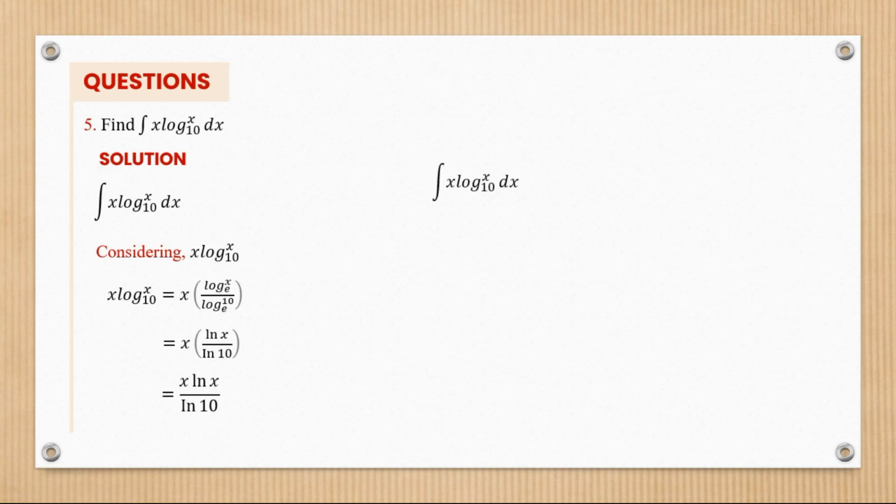So the integral of x log x base 10 dx shall be equal to the integral of x ln x over ln 10 dx. But in this case, we can already see that 1 over ln 10 is actually a constant, so we can pull that out of the integral, and then in the integral we'll be left with x ln x dx. Alright, so now that means we're going to apply integration by parts for this side of the integral.